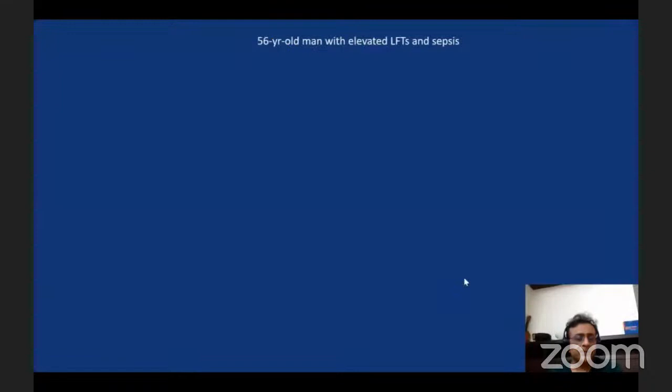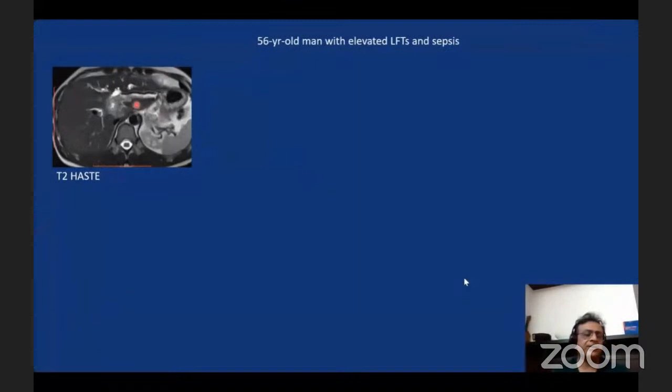So a 56-year-old man with elevated liver function test and sepsis. There is a mass here in the hilum with ductal dilatation bilaterally, the right duct as well as the left duct, on T2 HASTE images.